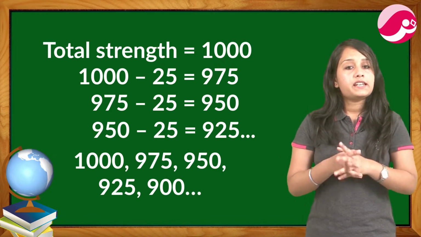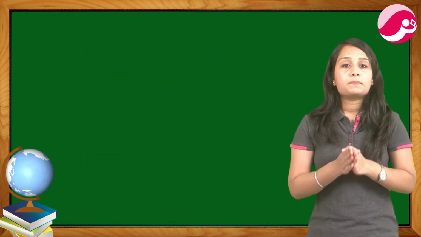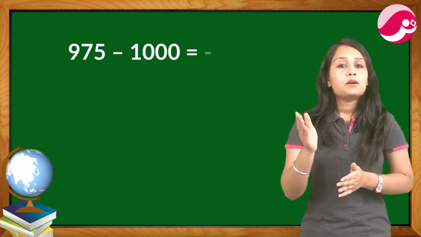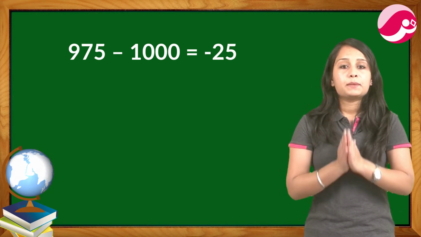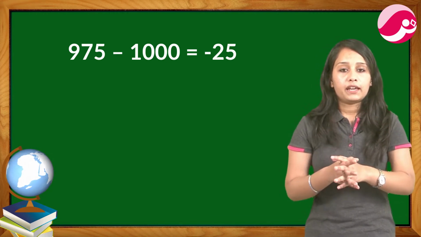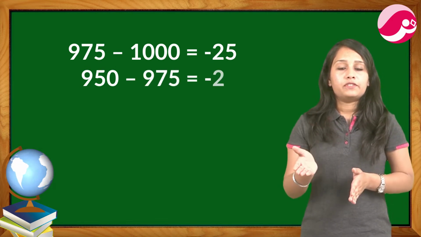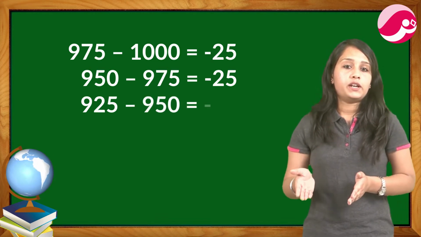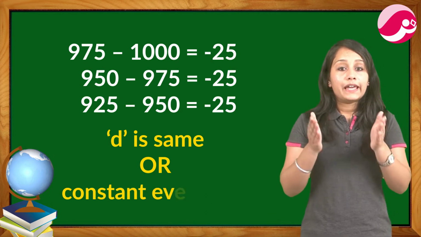Now how do we check this is an AP? Obviously हम succeeding में से preceding terms को minus करेंगे. So सबसे पहले 975 में से 1000 माइनस करेंगे, हमें मिलेगा -25. यहाँ पे हमने क्या किया? A2 माइनस A1 किया. अब सिमिलरली A3 माइनस A2 करेंगे. 950 माइनस 975, अगेन वी गेट -25. ऐसे ही 925 माइनस 950, अगेन वी गेट -25. सो इट इज क्लियर दैट D इज सेम और कॉन्स्टेंट एवरी टाइम.